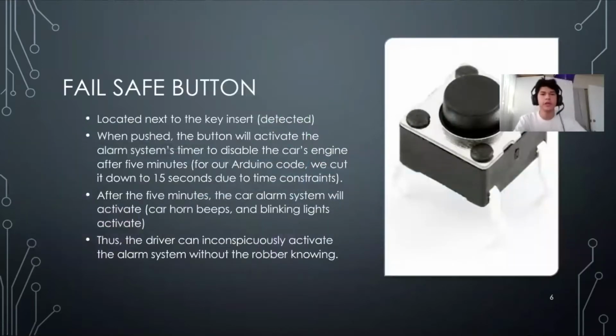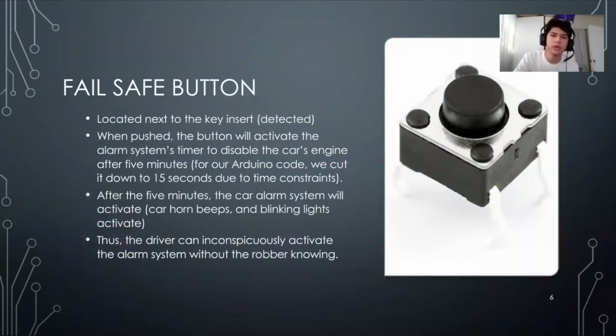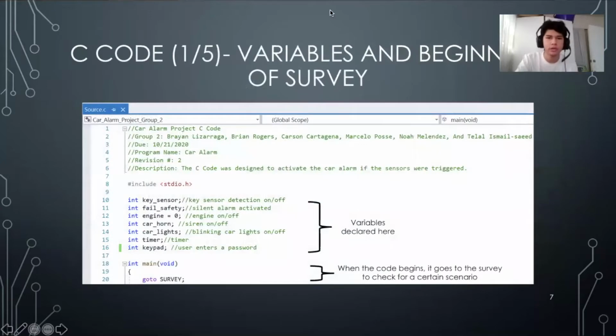So this is our fail safety button. It's going to be located next to the key insert button if it's detected. When this button is pushed, it will activate the car alarm's timer to disable the car's engine after 5 minutes. But for our situation, we toned it down to 15 seconds. After 5 minutes, the car alarm should activate with the car horn beeping and lights blinking. Therefore, the driver can activate the car alarm system without the robber knowing. And I'm going to be passing it down to Brian Rogers.